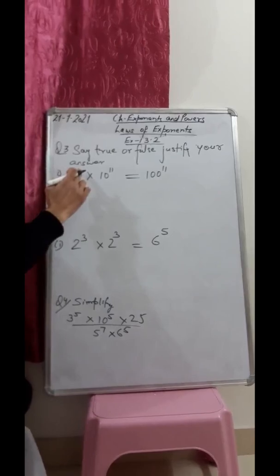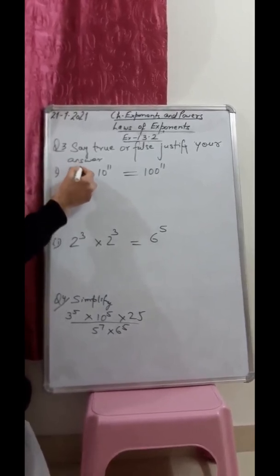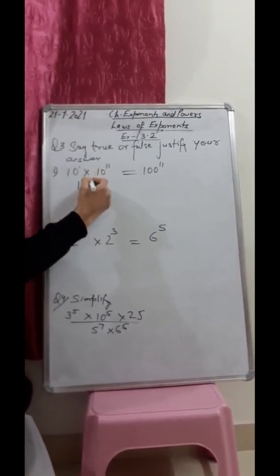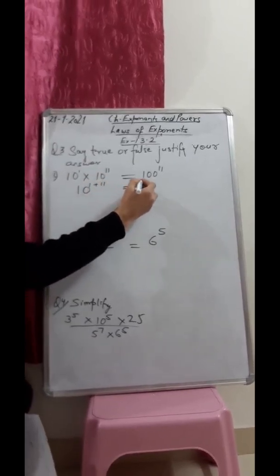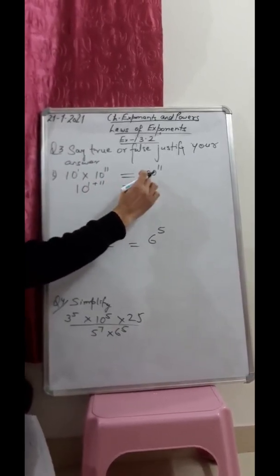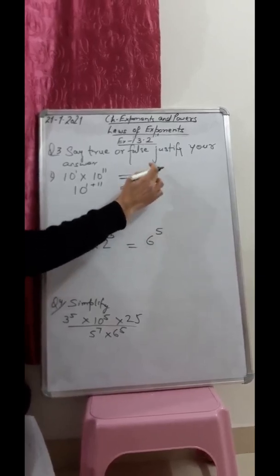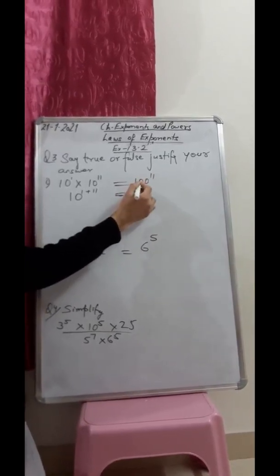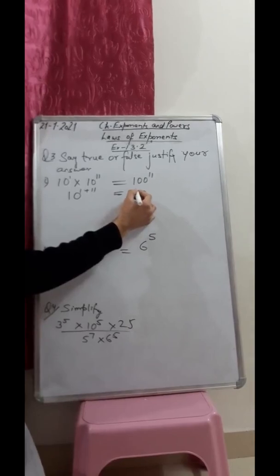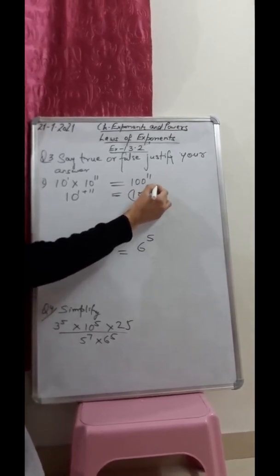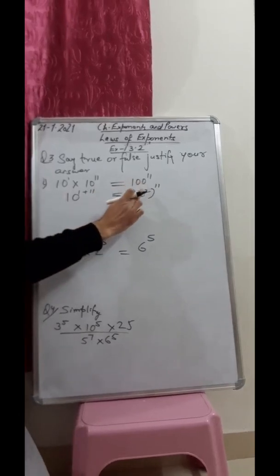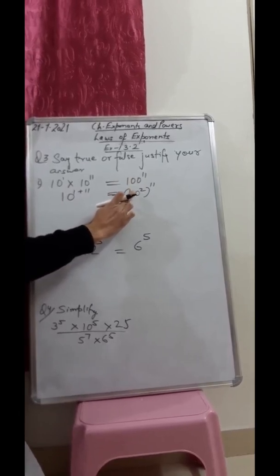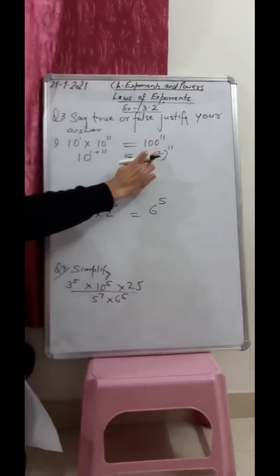So here 10 raised to power, nothing is written, that means it is 1. So the base is the same. The base remains 10 only and the powers get added. On the right hand side, it is 100 raised to power 11. 100 is a multiple of 10, so we can write the base 100 as 10 raised to power 2, whole raised to power 11. Why have I written 100 as 10 raised to power 2? Because 10 times 10 is 100. So we can write 100 as 10 raised to power 2.